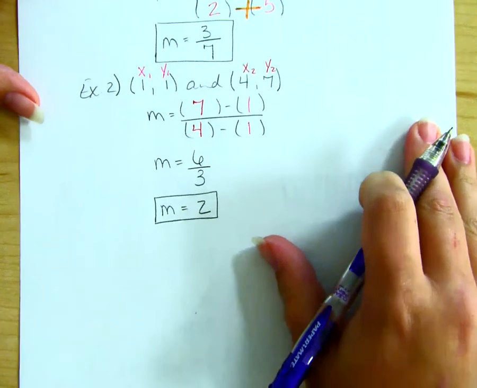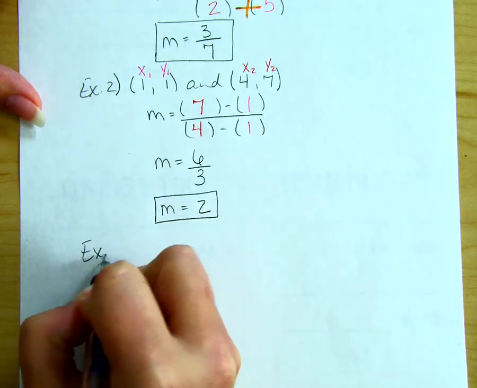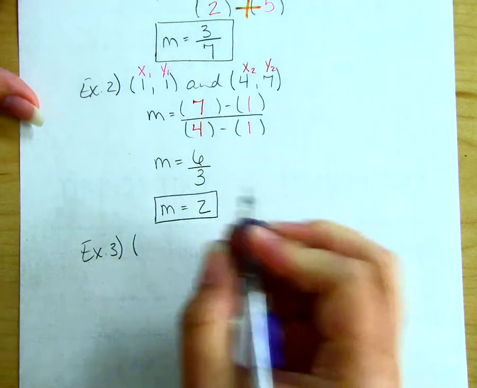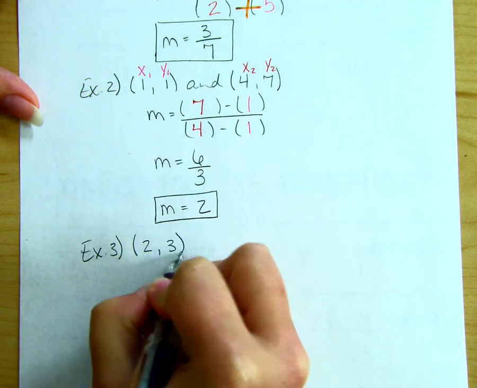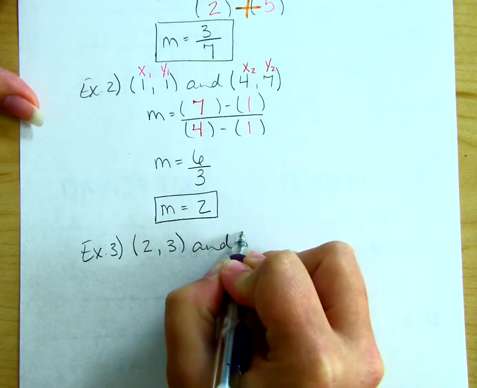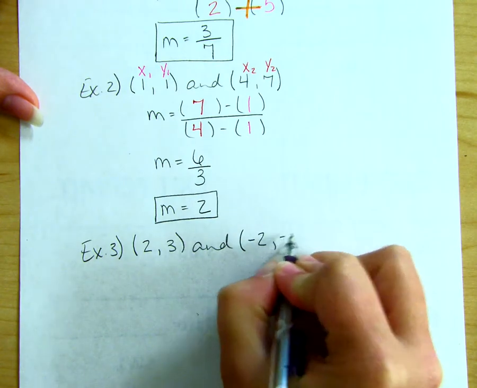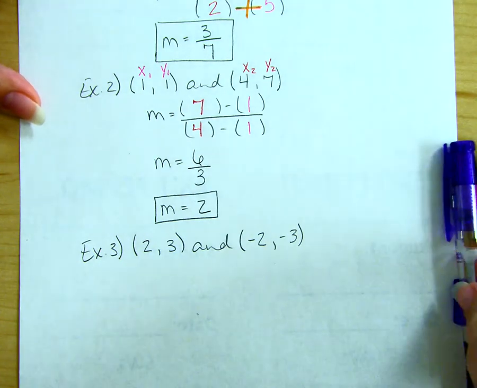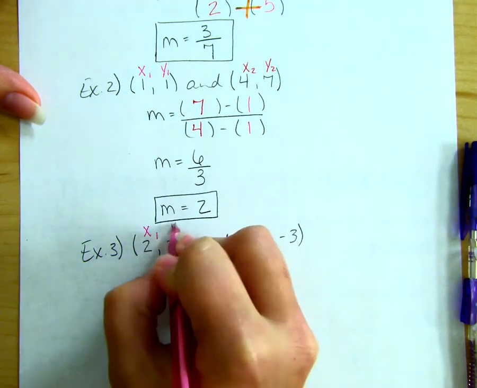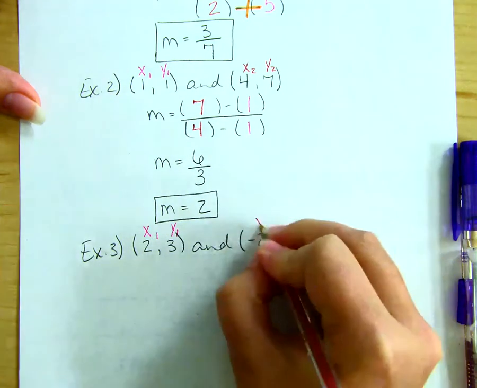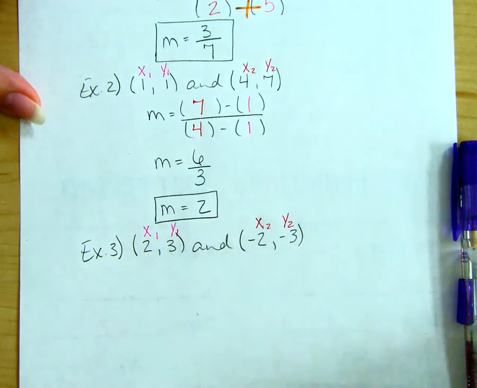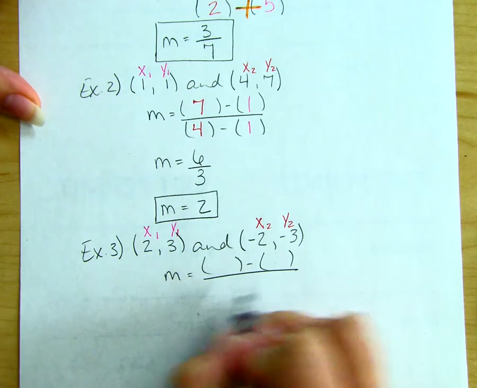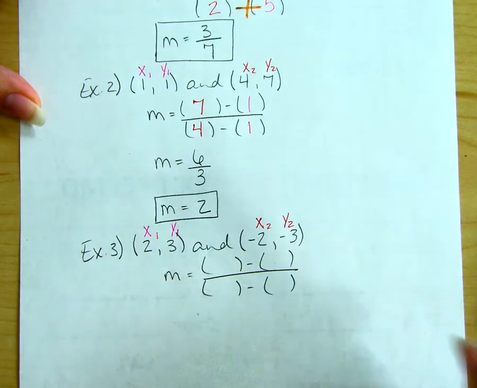Okay, we're going to do one more example. Example 3. I have the ordered pair 2, 3, and the ordered pair -2, -3. I'm simply going to label them, just like I've done on the other two. X sub 1, y sub 1. X sub 2, y sub 2. I'm going to write my skeleton, and I'm going to plug in my values.